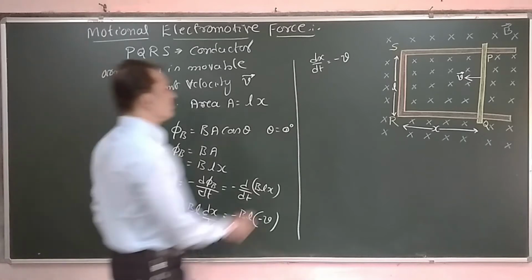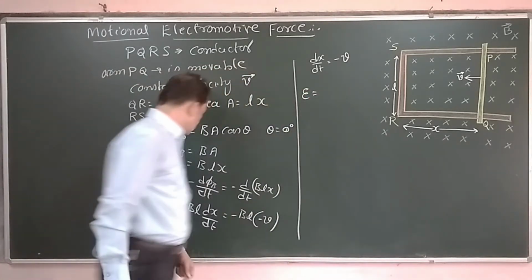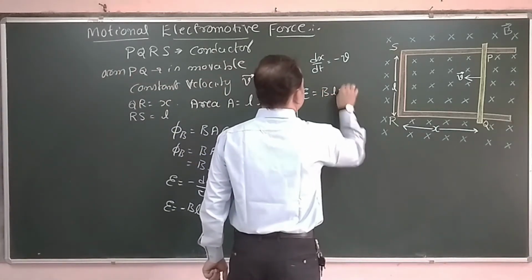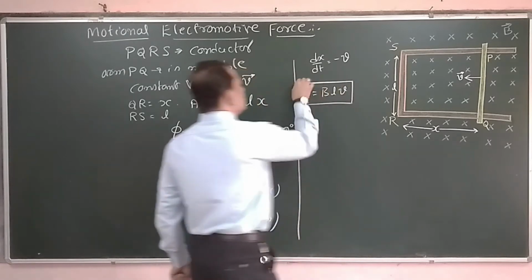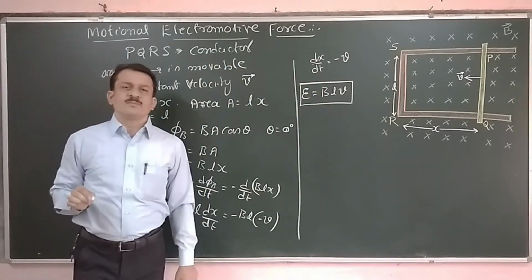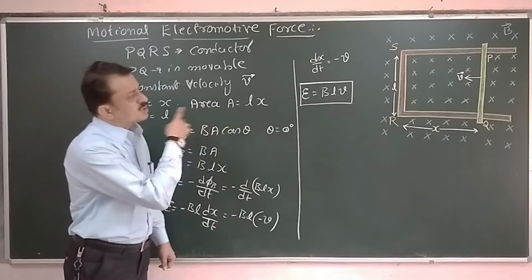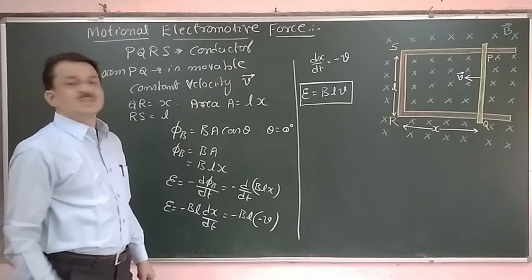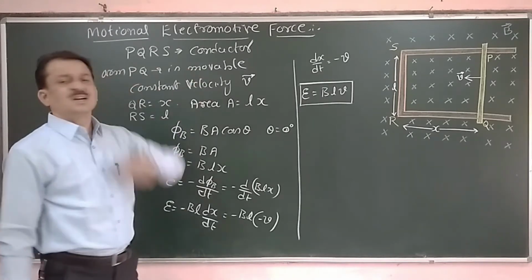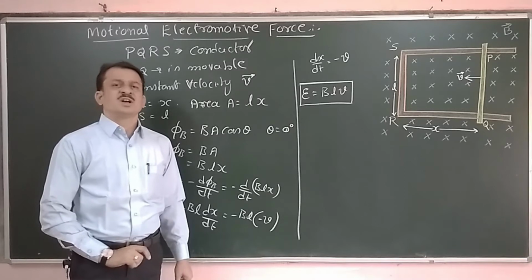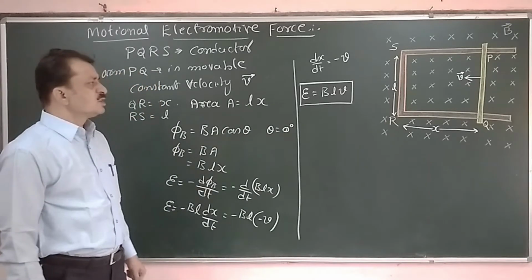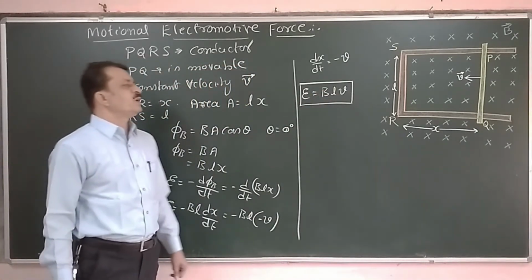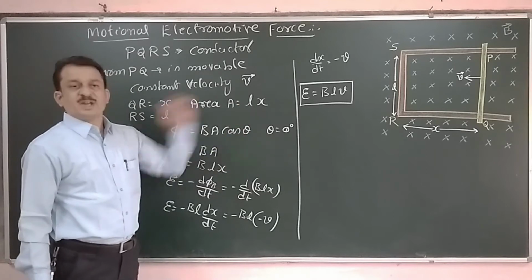So after simplification, we get the EMF equal to minus of minus, which becomes B L into v. Now this induced EMF caused by the motion of the arm PQ is called motional EMF. It is called motional electromotive force. Therefore, the magnitude of the motional EMF is given by E is equal to B into L into v.